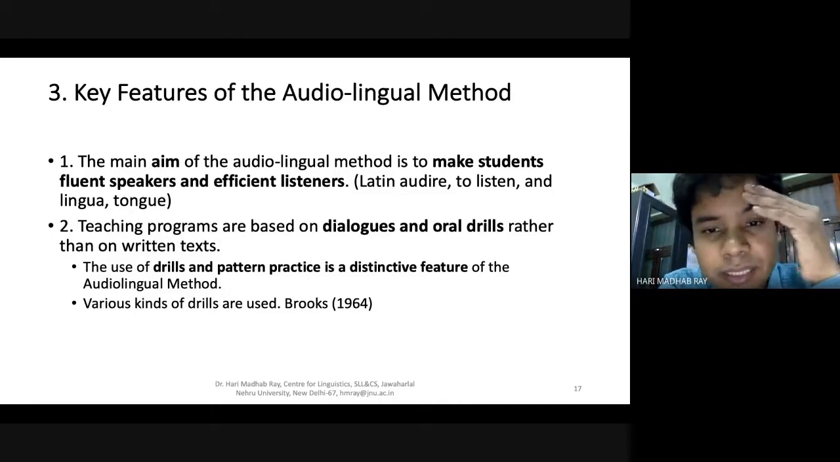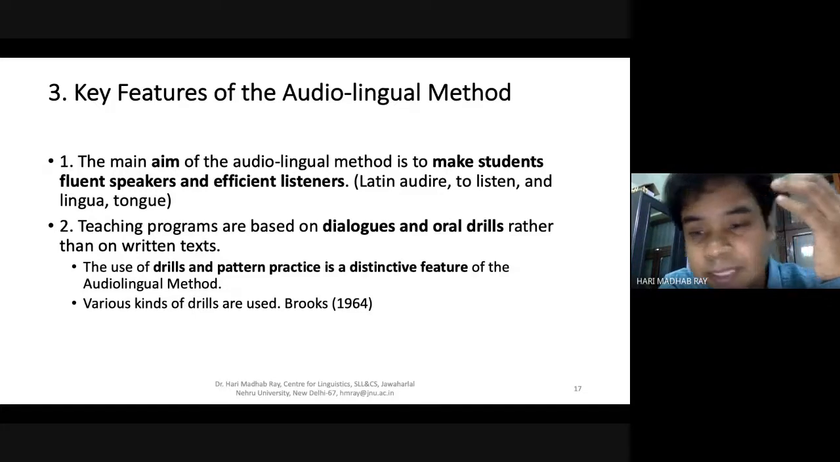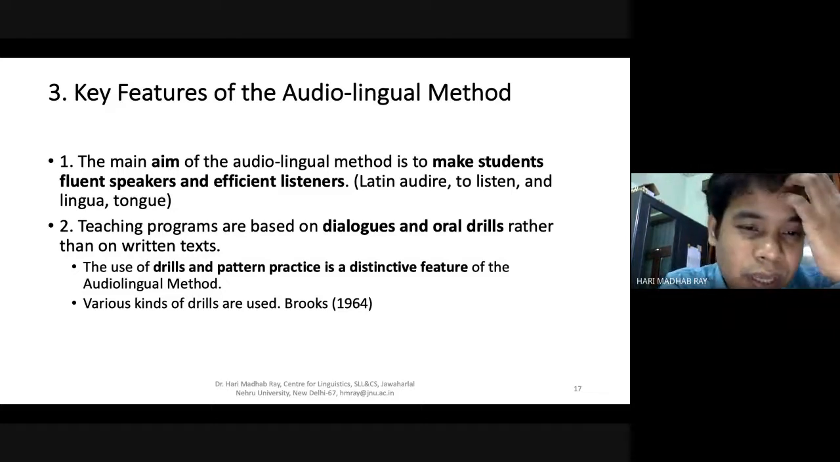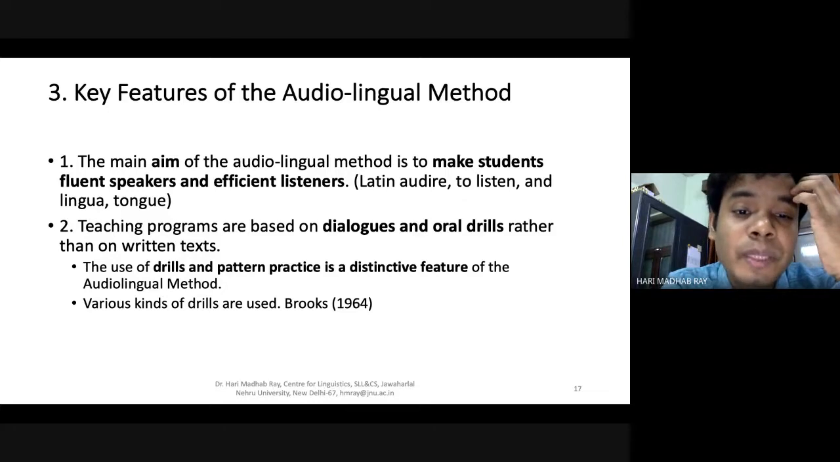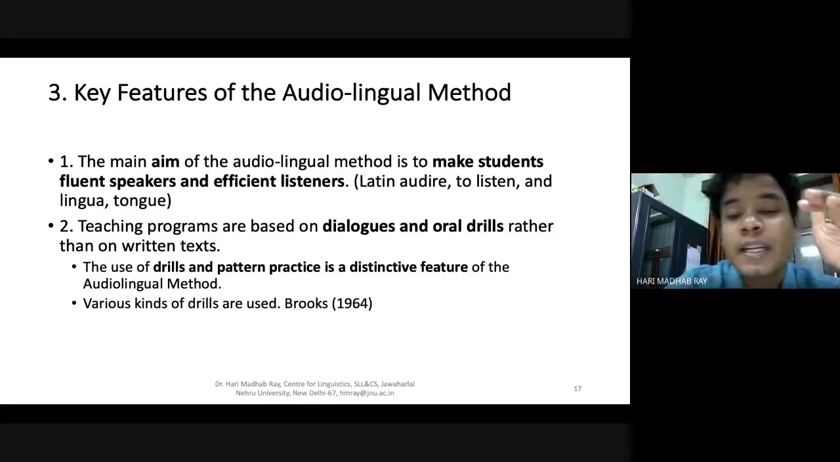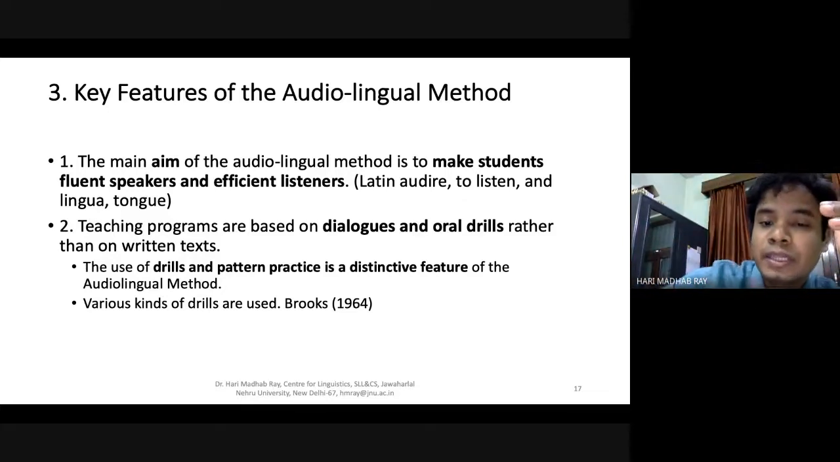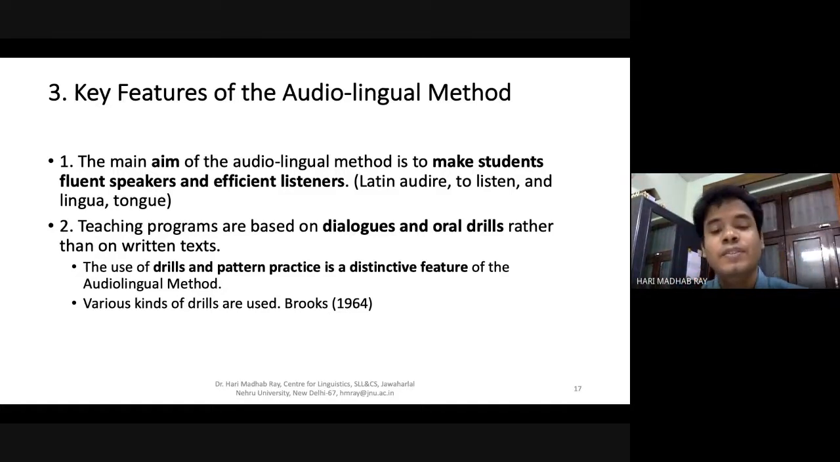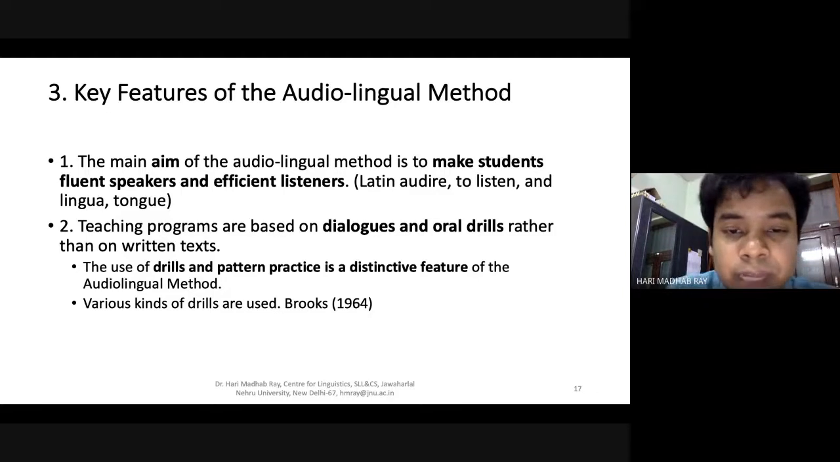Earlier we had written text, but rather based on dialogues and oral drills. Drills are basically repetition, going on and on. So the use of drills and pattern practice is a distinct feature of the audiolingual method. Certain patterns will be given or introduced to the student, and the student will have to practice those patterns.